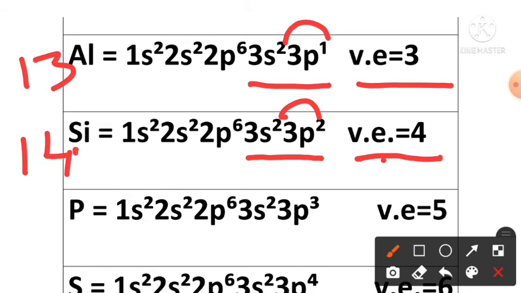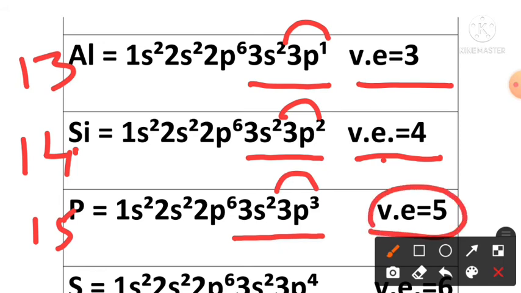Next element, phosphorus. We know that Z of phosphorus is 15, so we write 1s2, 2s2, 2p6, 3s2 and 3p3, and its outermost shell is 3s2, 3p3. Number of electrons present in this shell is 2 and 3, that means 5. So valence electron is 5. In this way, we write the electronic configuration of any element very easily.